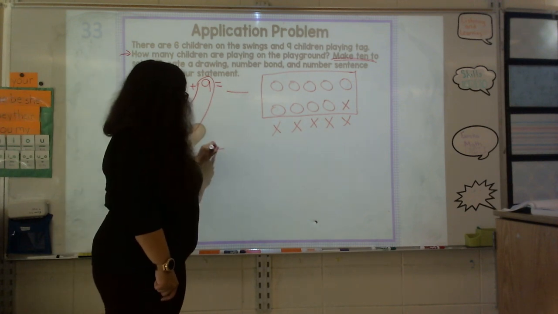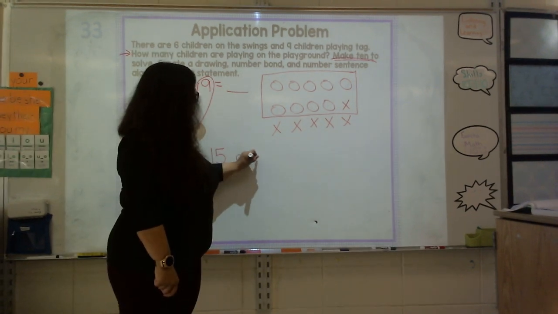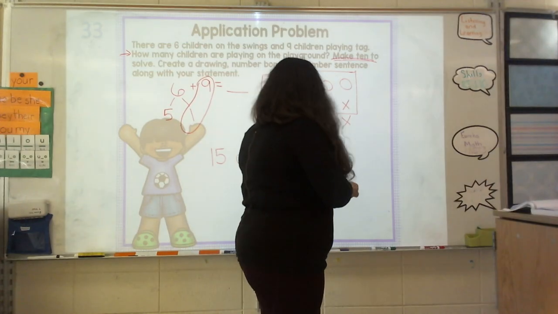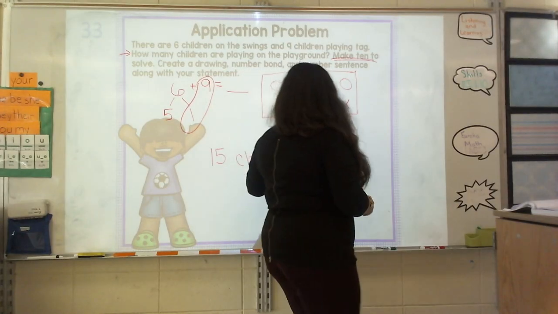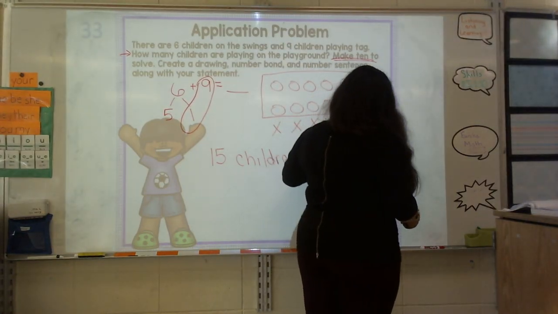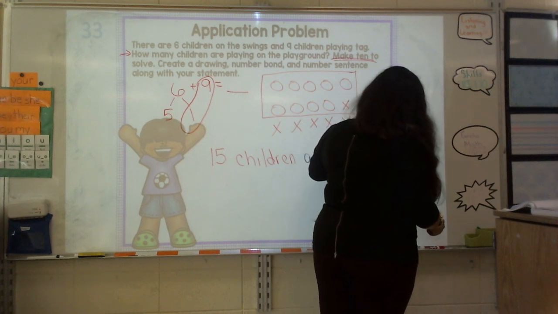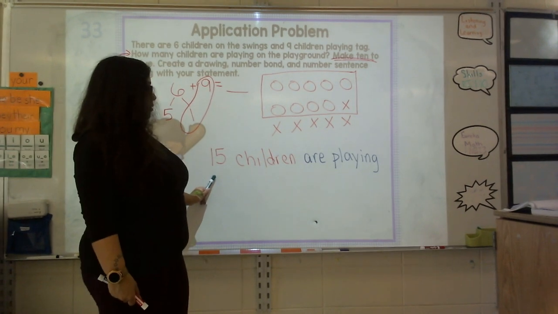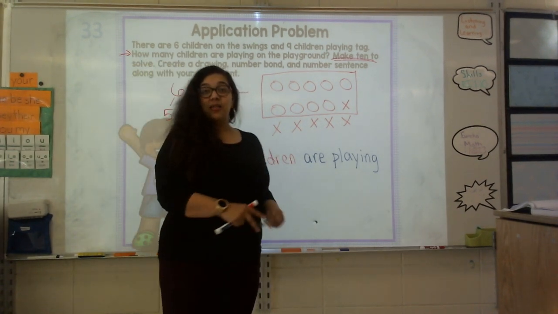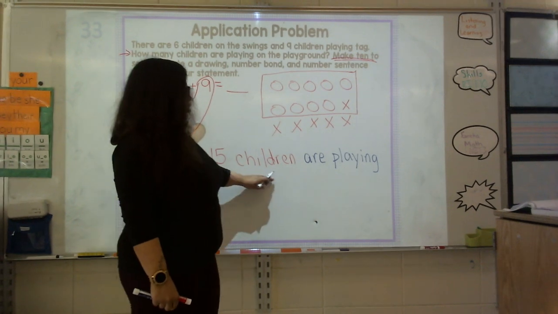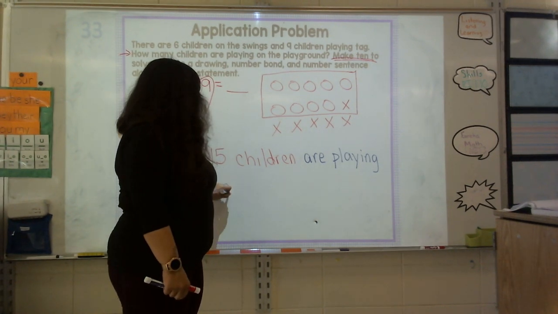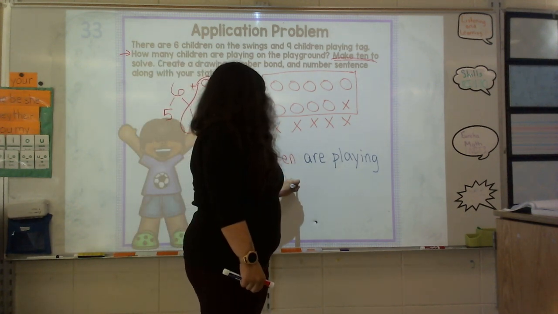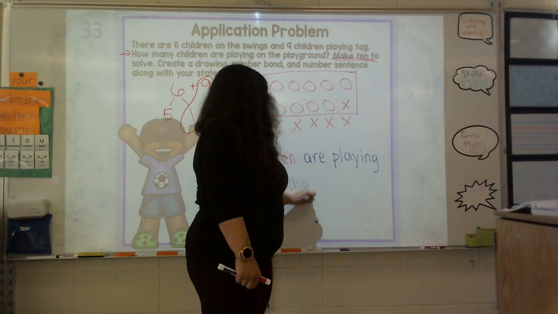that 15 children are playing. Technically, you could stop. So you need 15 children. 15 children are playing is better. This is the best answer. 15 children are playing on the playground.